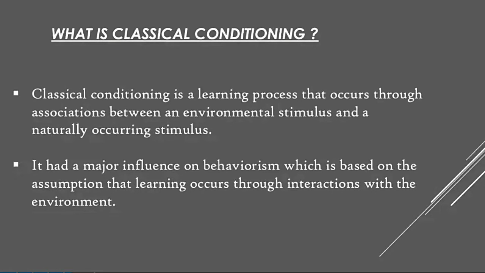What is classical conditioning? It is a learning process that occurs through associations between an environmental stimulus and a naturally occurring stimulus. It had a major influence on behaviorism, which is based on the assumption that learning occurs through interaction with the environment.